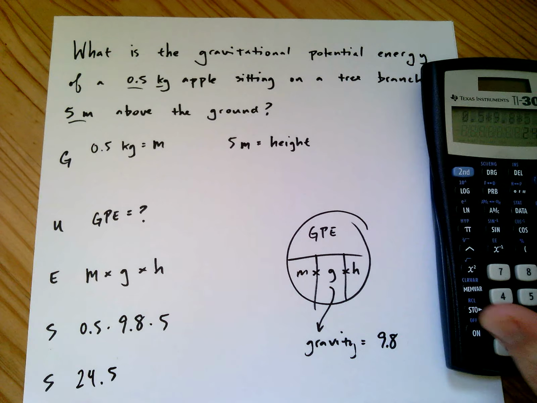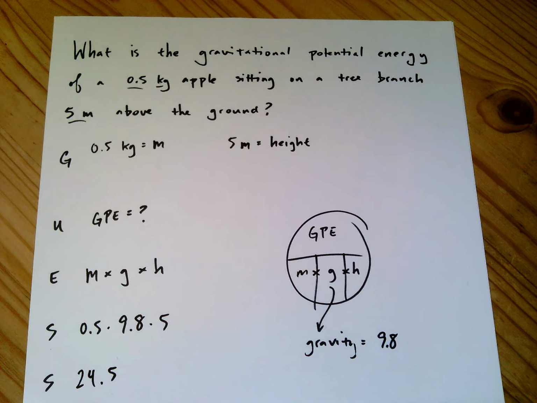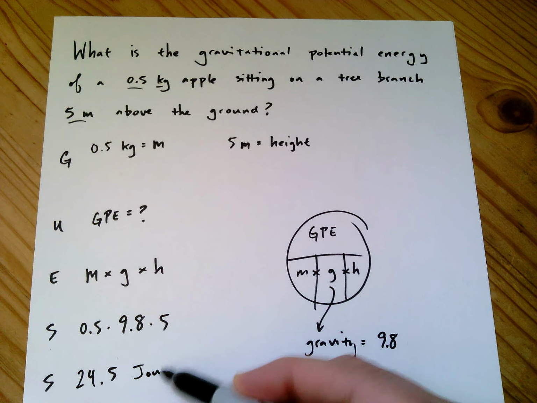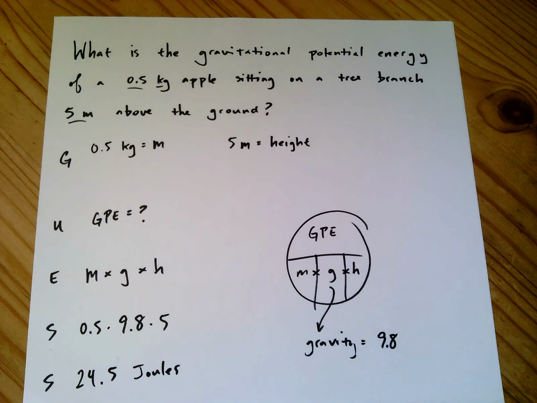There's one last thing we've got to do, the unit. If we're measuring an energy, what's our unit for measuring energy? Well, it's going to be joules. So you can put a J, you can spell the whole thing out. But that's how we set up and solve gravitational potential energy questions. Hope this helps.